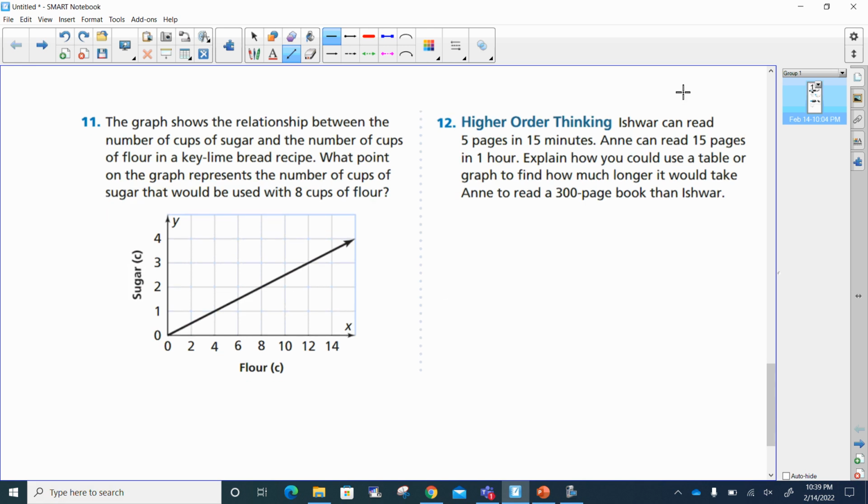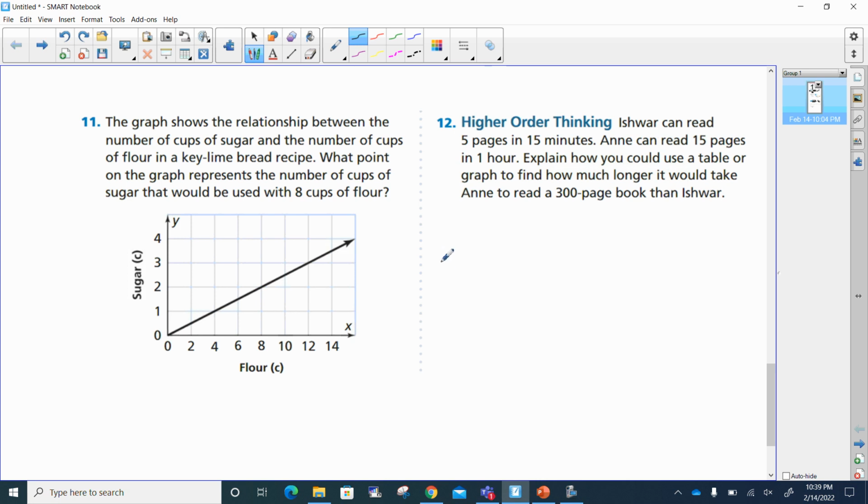High order thinking question. Ishwar can read 5 pages in 15 minutes. Annie can read 15 pages in 1 hour. Explain how you could use a table or a graph to find how much longer it would take Anne to read a 300-page book than Ishwar.